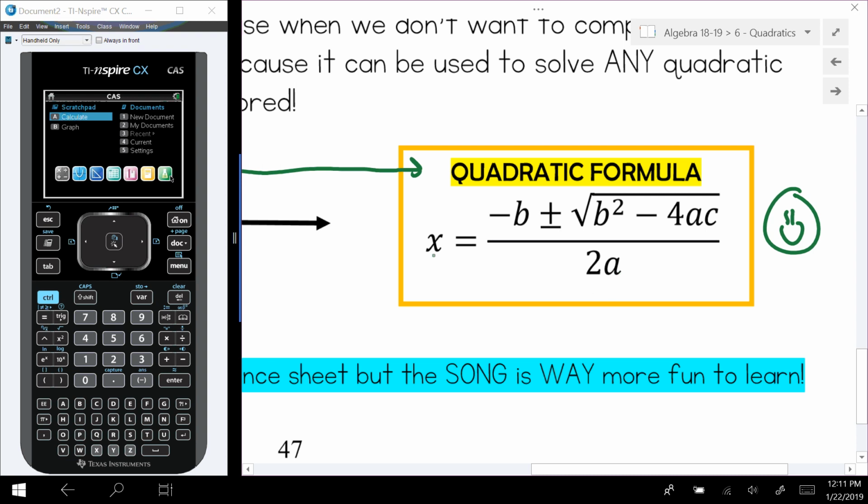A 1, a 2, a 1, 2, 3. X equals -b plus or minus the square root of b squared minus 4ac all over 2a.